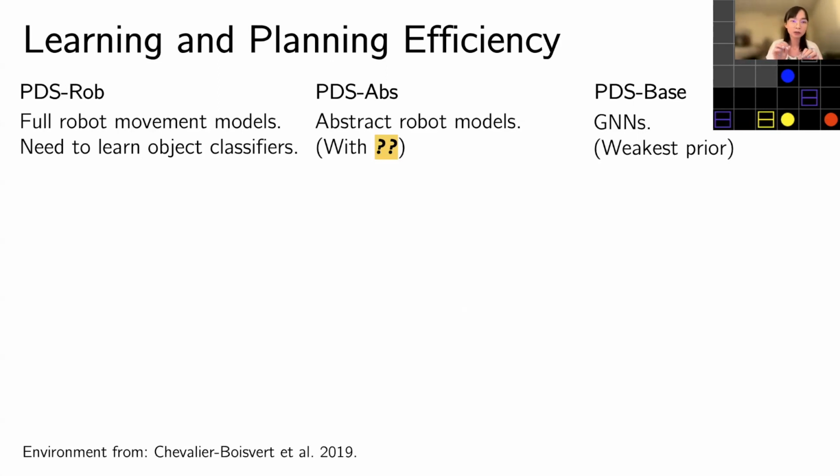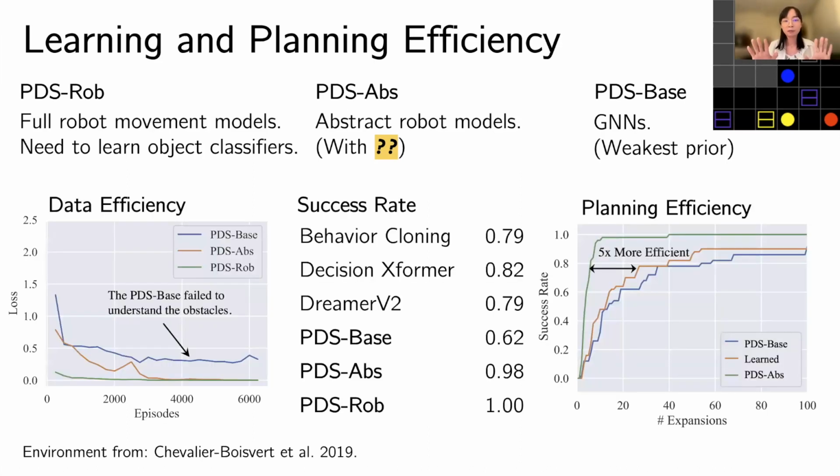The second model contains some abstract robot description, with a bunch of holes inside it, specified by a human, but the machine learning model needs to fill in these holes. The third model is just a plain object-centric transition model learning method based on graph neural networks. So we're going to compare them in 3 aspects. I'm going to go through them one by one.